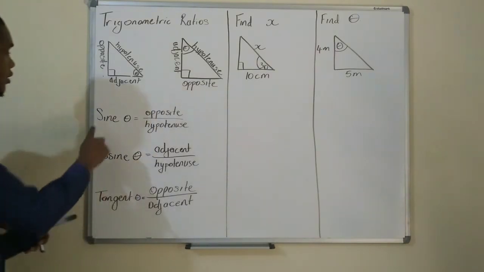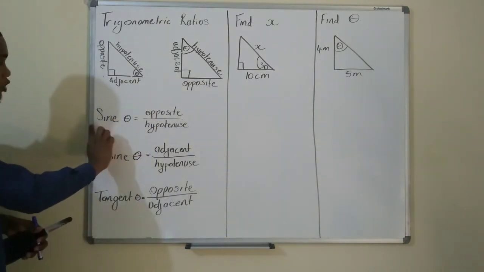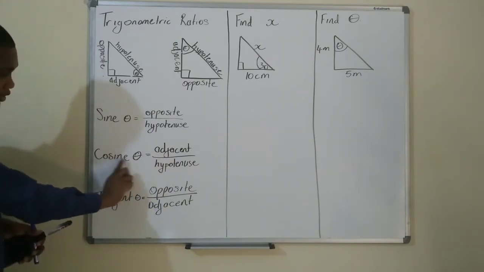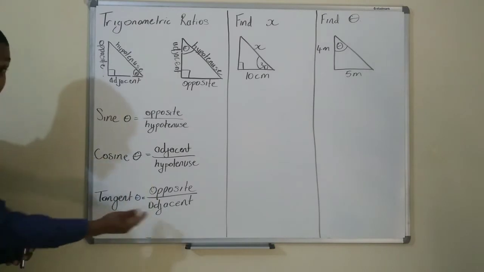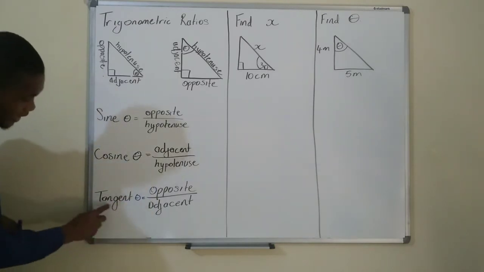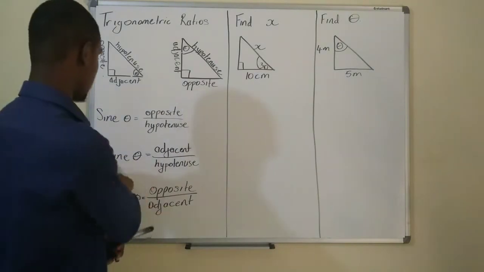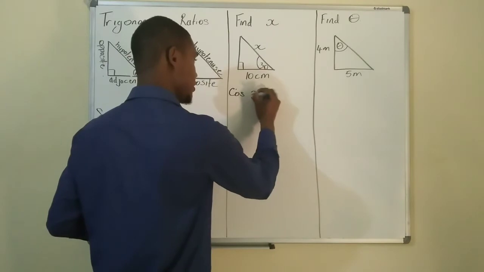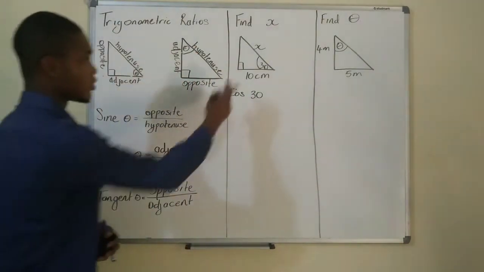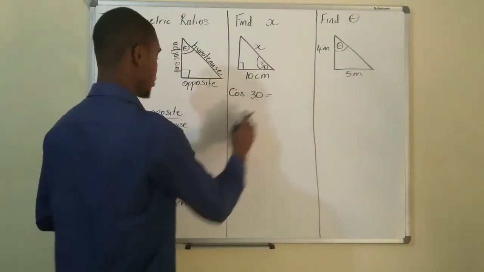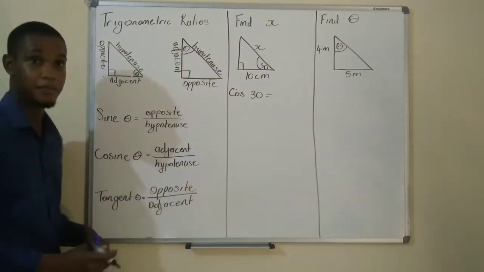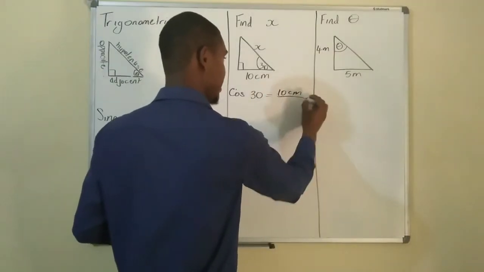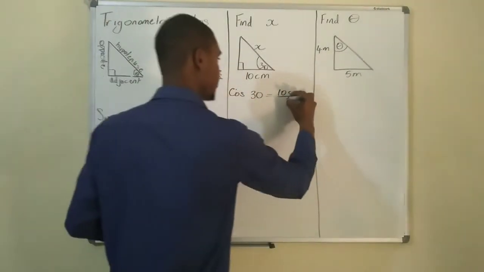To shorten these, for sine they normally drop off the e, so you have sin theta. For cosine, you drop off the ine part and just have cos theta. For tangent, you drop off the gent and leave tan. So cosine. We'll say cos 30, because it's cos of the angle. So cos 30, because that's our angle, equals adjacent divided by hypotenuse. The adjacent is 10 centimeters, divided by x.